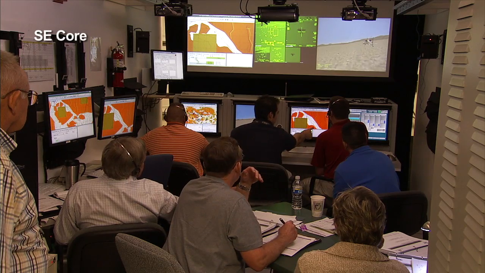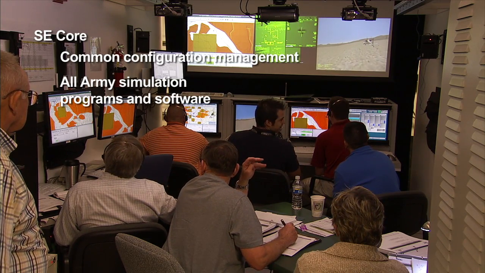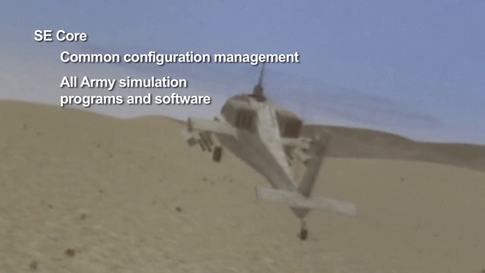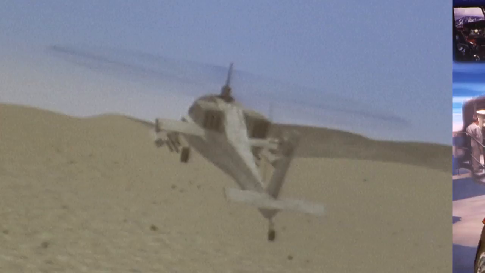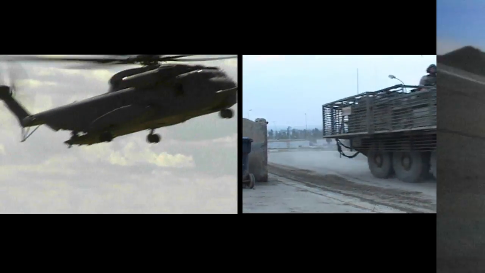Today, SE Corps is becoming the common configuration management site for maintaining and managing all Army virtual simulation programs and software. The most important concept is the fair fight concept. No matter what virtual training system you're in, you're going to see essentially the same common moving models. You're going to have OneSAF across all the virtual training devices, and you're going to have a geo-specific database that will replicate to a T the environment that you're going to go into when you go into the area of operation.